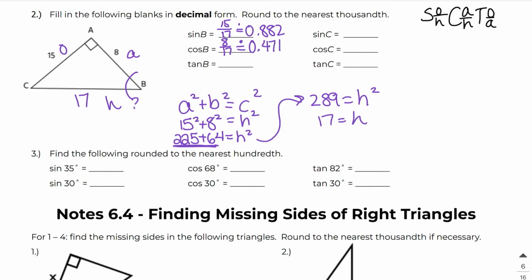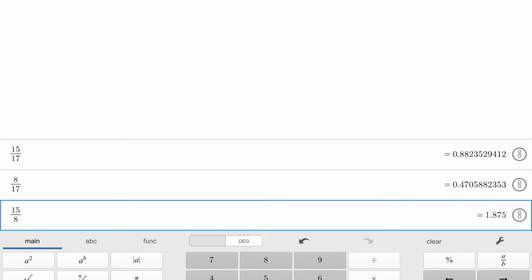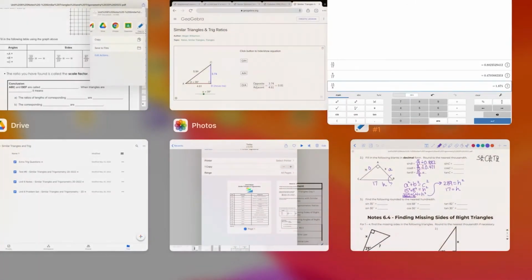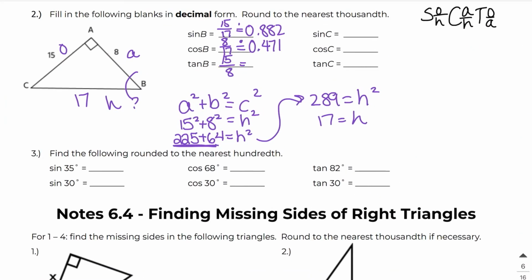And then the tangent of B is opposite over adjacent. So I'm going to do opposite over adjacent, which is 15 over 8. And I end up getting 1.875. I don't need to do any rounding because it ends at the thousandths place. So we can say that this is exactly 1.875.